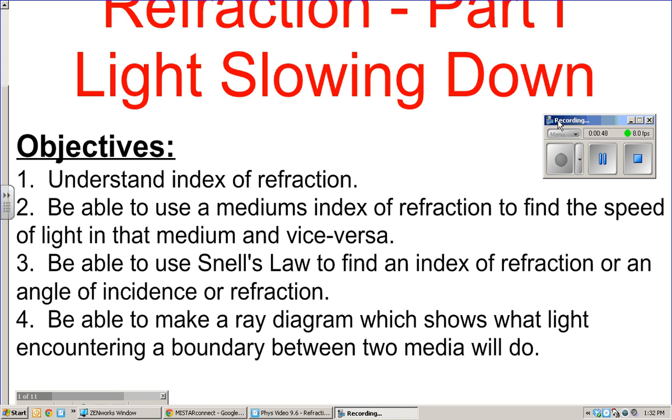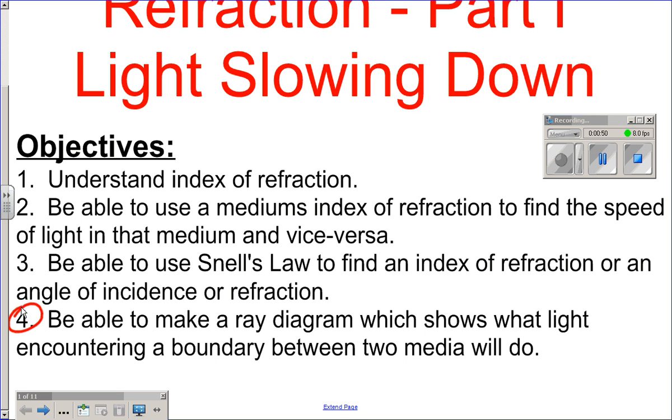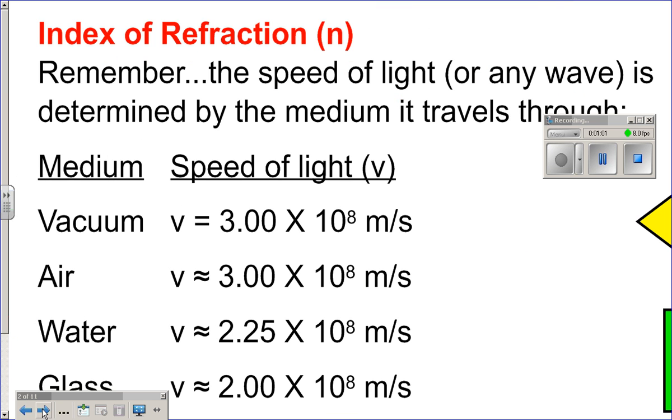Number 4 here is actually going to be an expectation. You should do this with pretty much every problem. I always say, if you're solving a problem, make a drawing. It'll help you understand it. That is more true here than ever. All right, so here we go. First of all, you need to know what the index of refraction is. The symbol for index of refraction is a lowercase letter n.